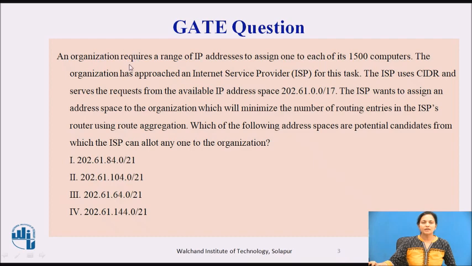This is about an organization which requires IP addresses, and their requirement is for 1500 computers. So the organization has 1500 computers and they want IP addresses for them. When they request this from the Internet Service Provider, the provider gives them CIDR addresses. We will see what CIDR is. The IP address provider has this network number, that is 202.61.0.0. We will see and then try to answer this, so it will be an easy one.